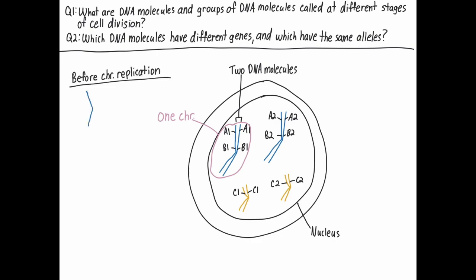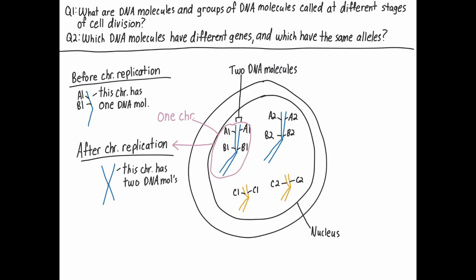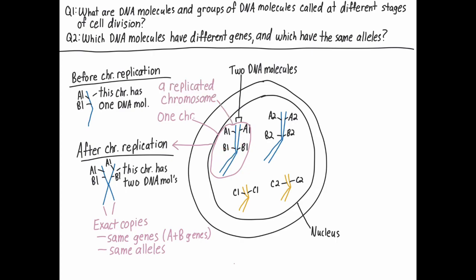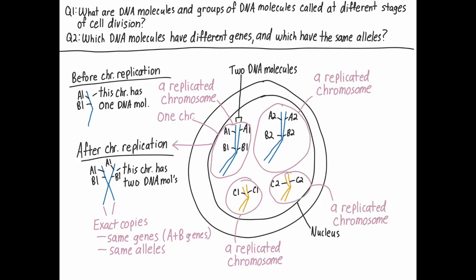So, before the chromosomes are replicated, a chromosome has one DNA molecule and one copy of each gene. After replication, each chromosome has two DNA molecules and two copies of each gene. Because they're exact copies, these two DNA molecules have the same genes and the same alleles of those genes. This structure is called a replicated chromosome. And the same is true of the other chromosomes in the cell.